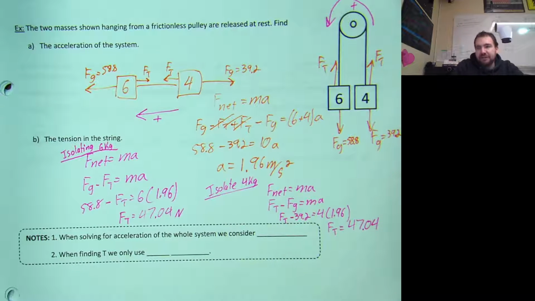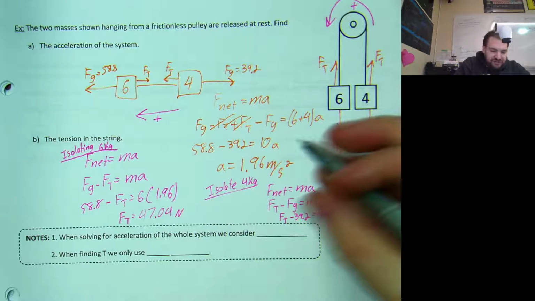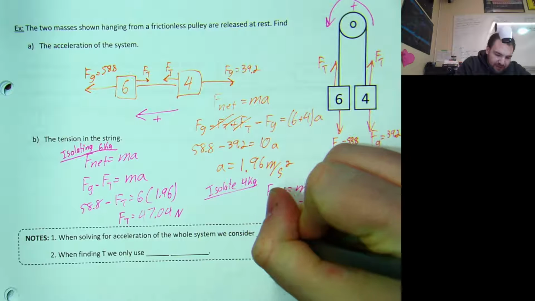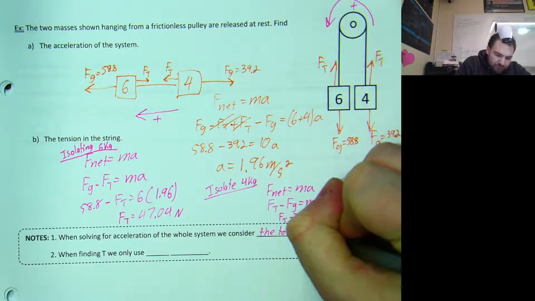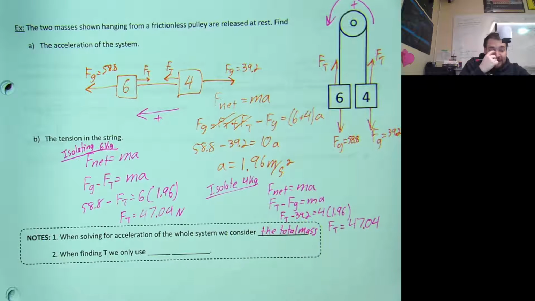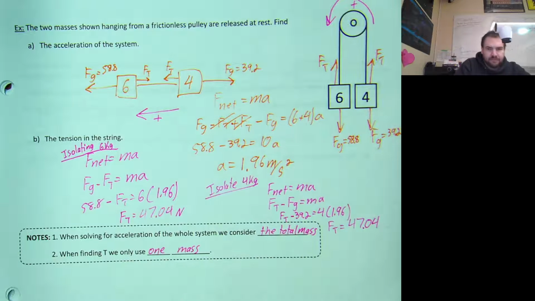So when solving for the acceleration of the whole system, we consider the total mass. We treat them as one. When finding tension, just like before, James, good morning, we find T only using one mass.